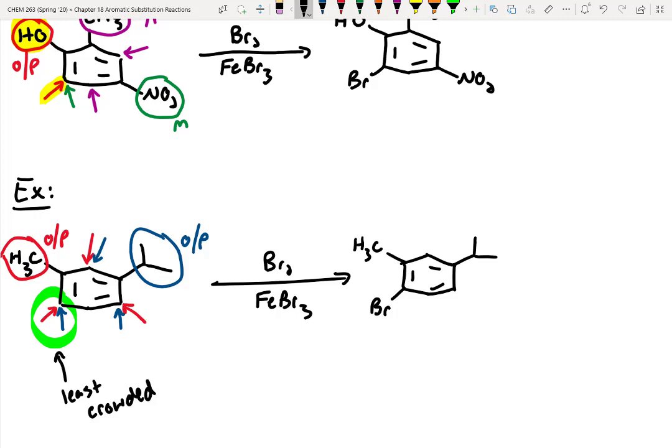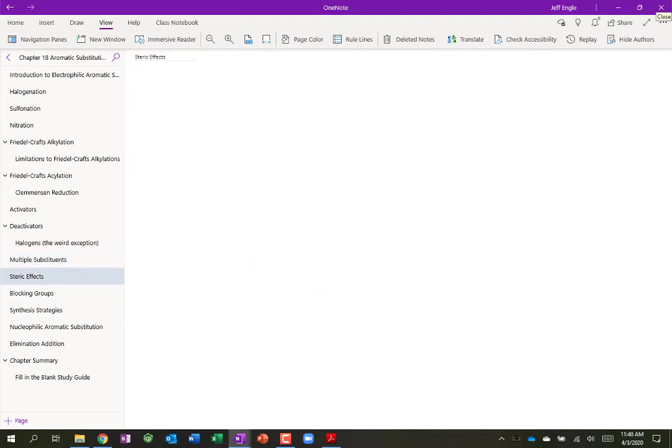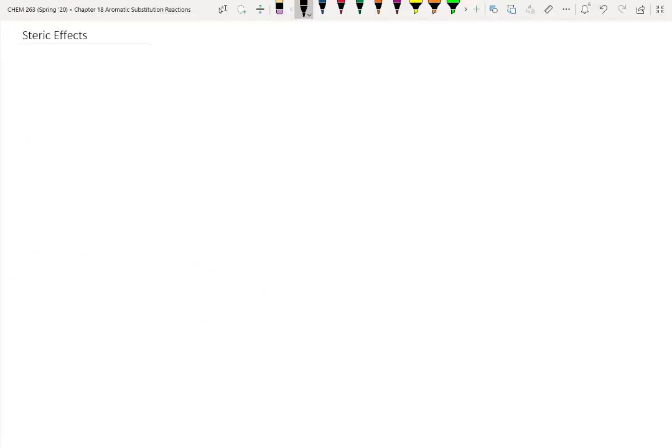All right, so there's one other thing I briefly wanted to touch on, and that has to do with steric effects, specifically as it relates to ortho versus para. So let's take a look at what I mean here.